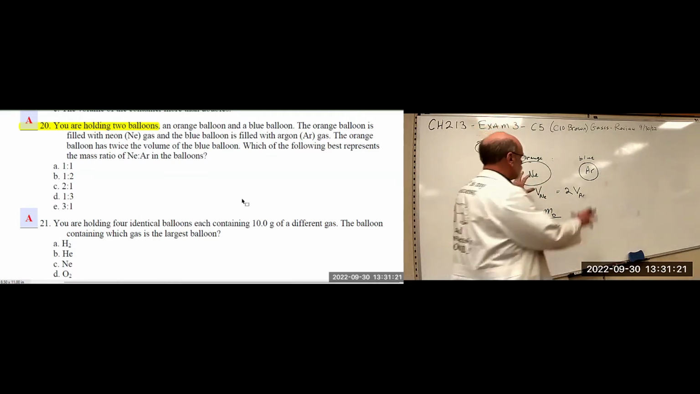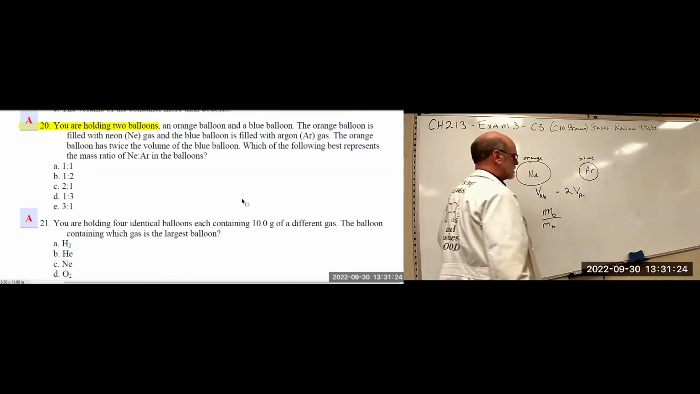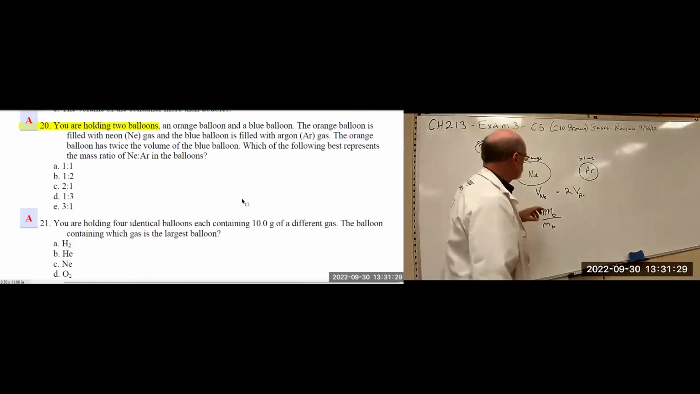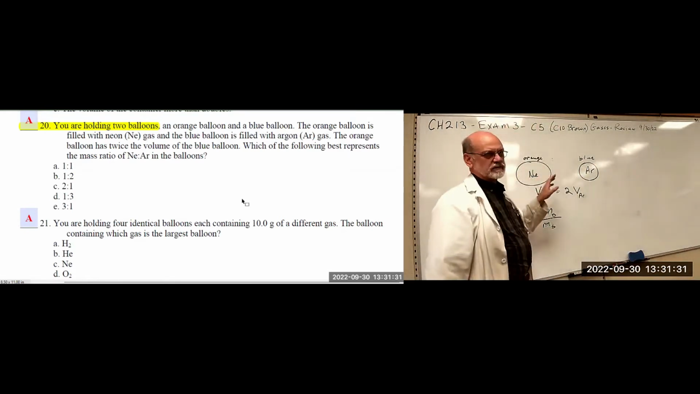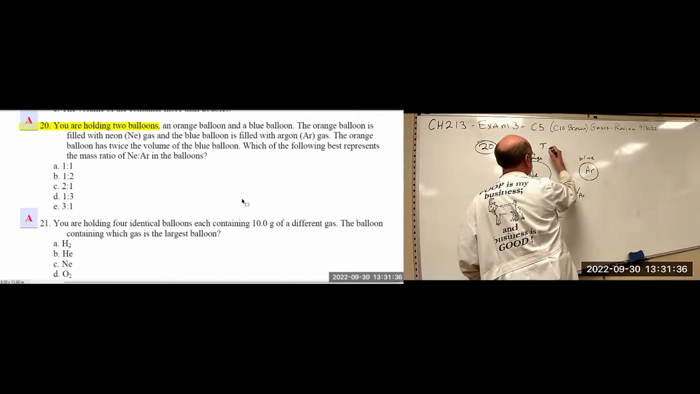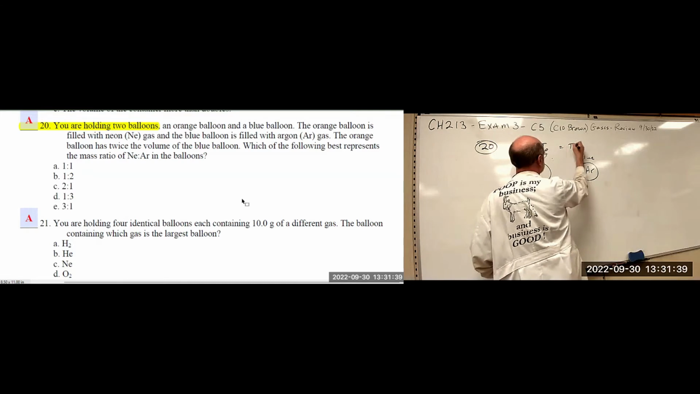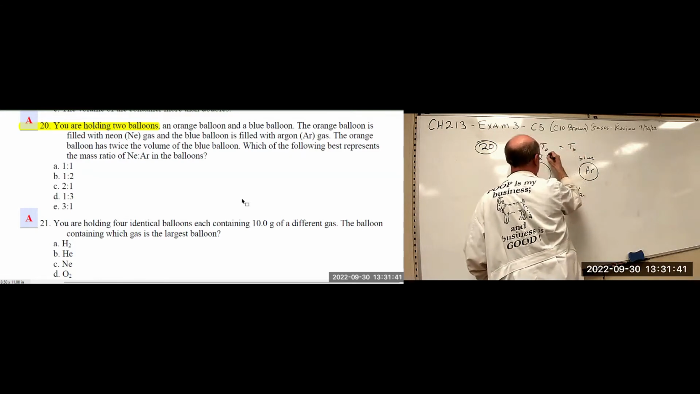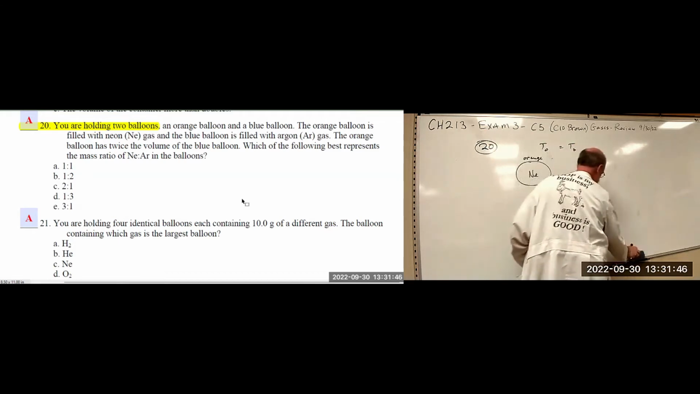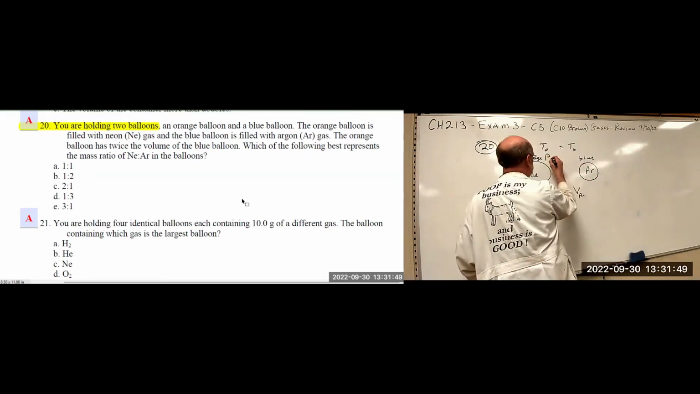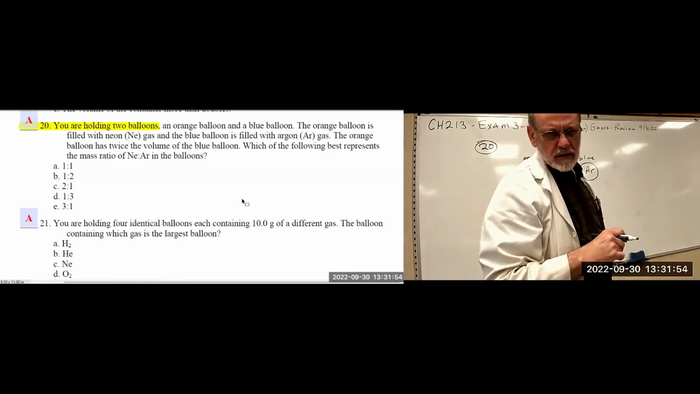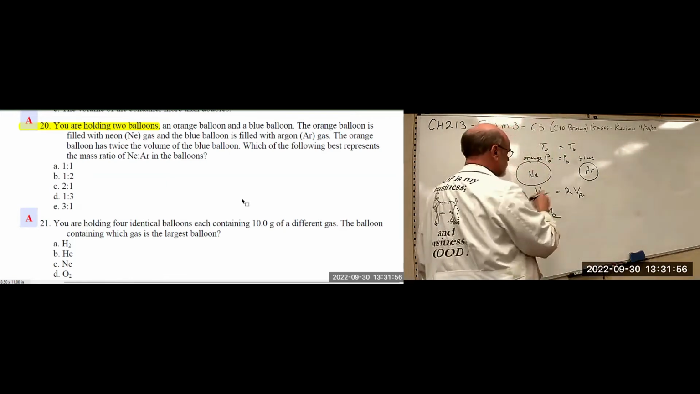If you've got these two different volumes, we have to assume that they're at the same temperature and same pressure. Otherwise, we can't work the problem. So the temperature of the orange is equal to the temperature of the blue, and the pressure of the orange is equal to the pressure of the blue. These are balloons, so that's reasonable.